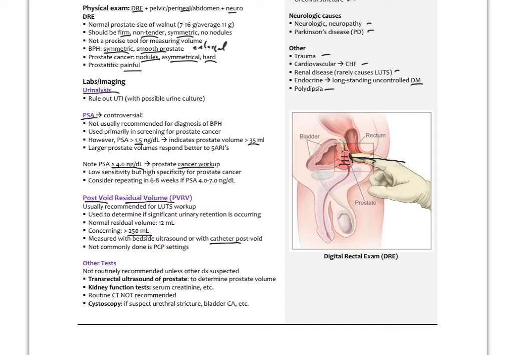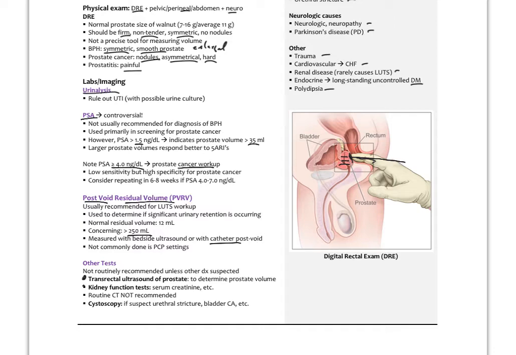Other tests can be done, but they're not done routinely, and that would be the transrectal ultrasound of the prostate to determine the prostate volume. You know, in the older sources and UpToDate, it's saying this is not routine. I see a lot of physicians, though, ordering this because it's not a bad way to kind of get an estimate of prostate size. It's just, you know, not the most comfortable test. And so if we don't have to order it, that's why we typically don't want to.